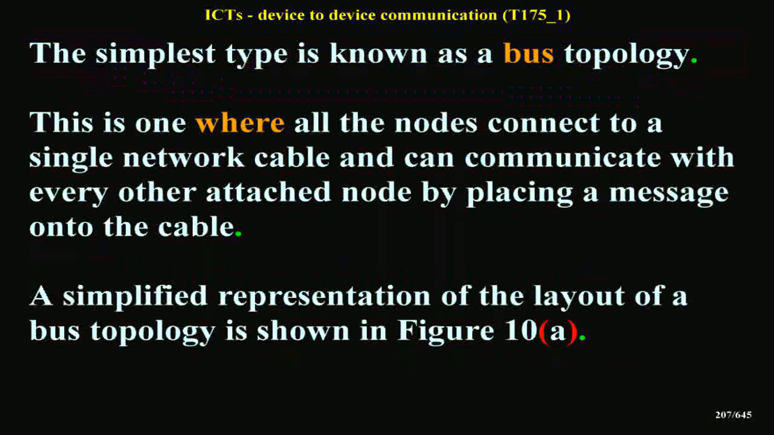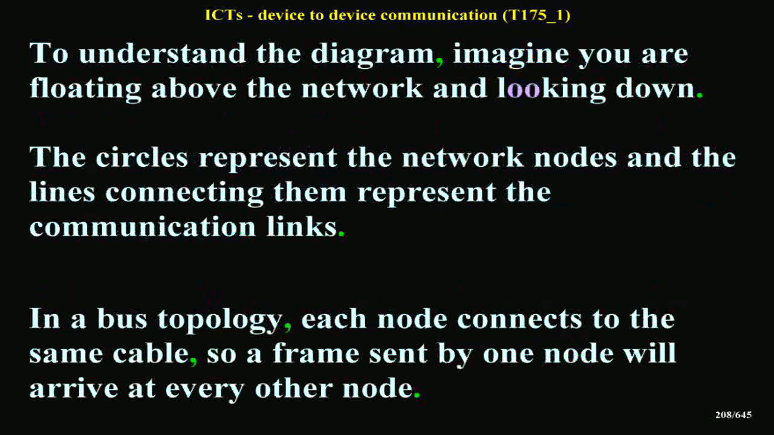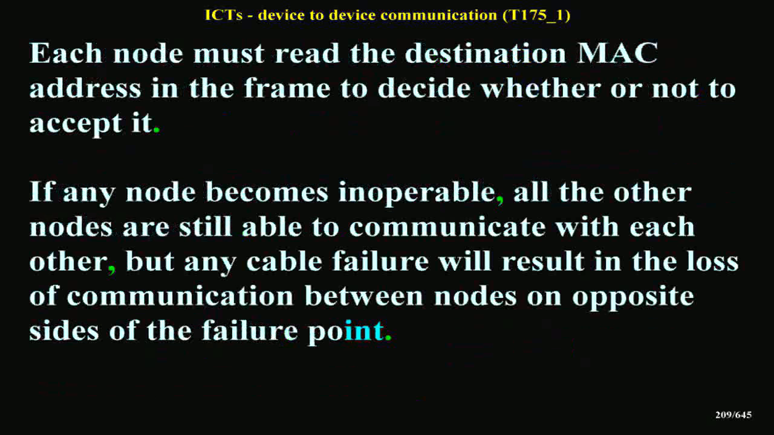The simplest type is known as a bus topology. This is one where all the nodes connect to a single network cable and can communicate with every other attached node by placing a message onto the cable. A simplified representation of the layout of a bus topology is shown in Figure 10a. To understand the diagram, imagine you are floating above the network and looking down. The circles represent the network nodes and the lines connecting them represent the communication links. In a bus topology, each node connects to the same cable, so a frame sent by one node will arrive at every other node. Each node must read the destination MAC address in the frame to decide whether or not to accept it.